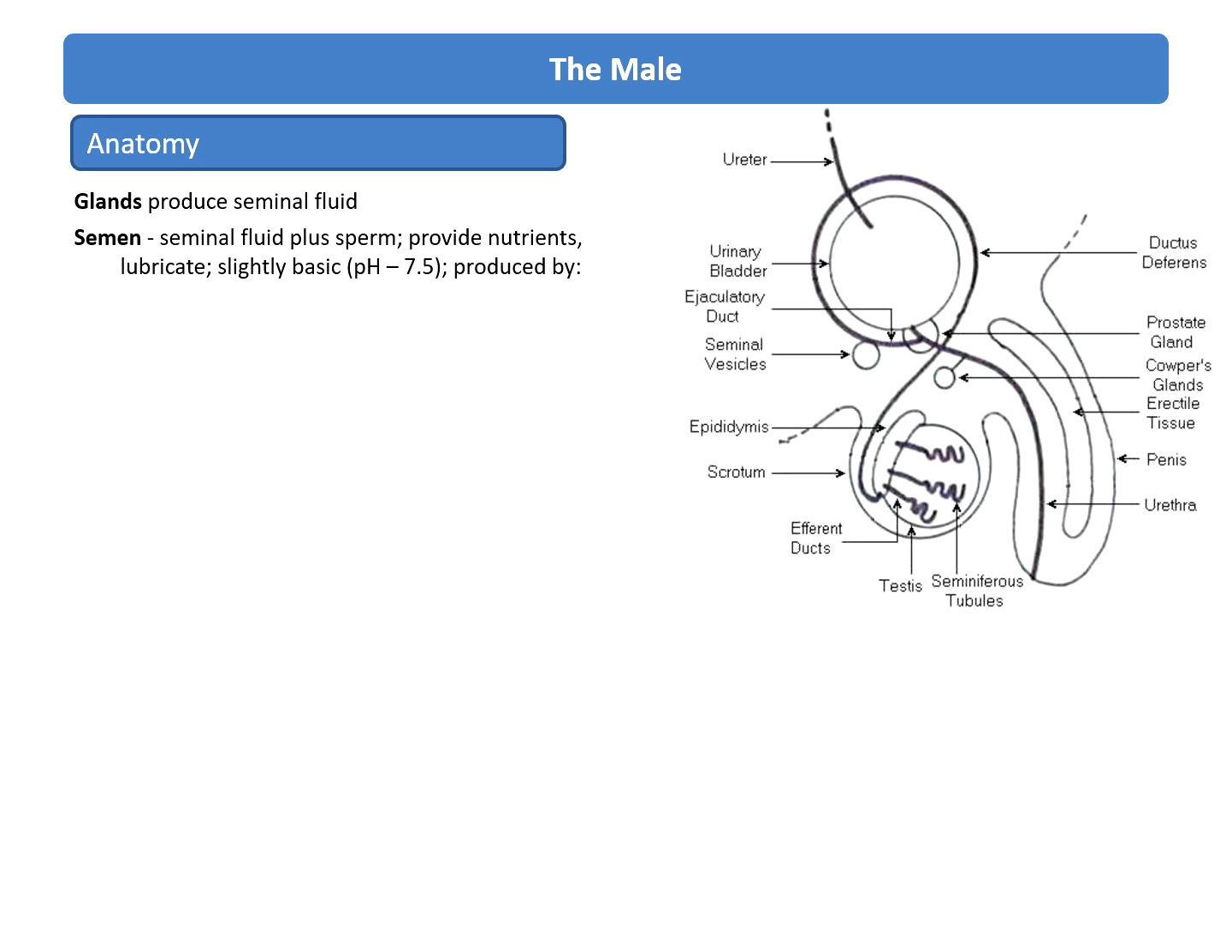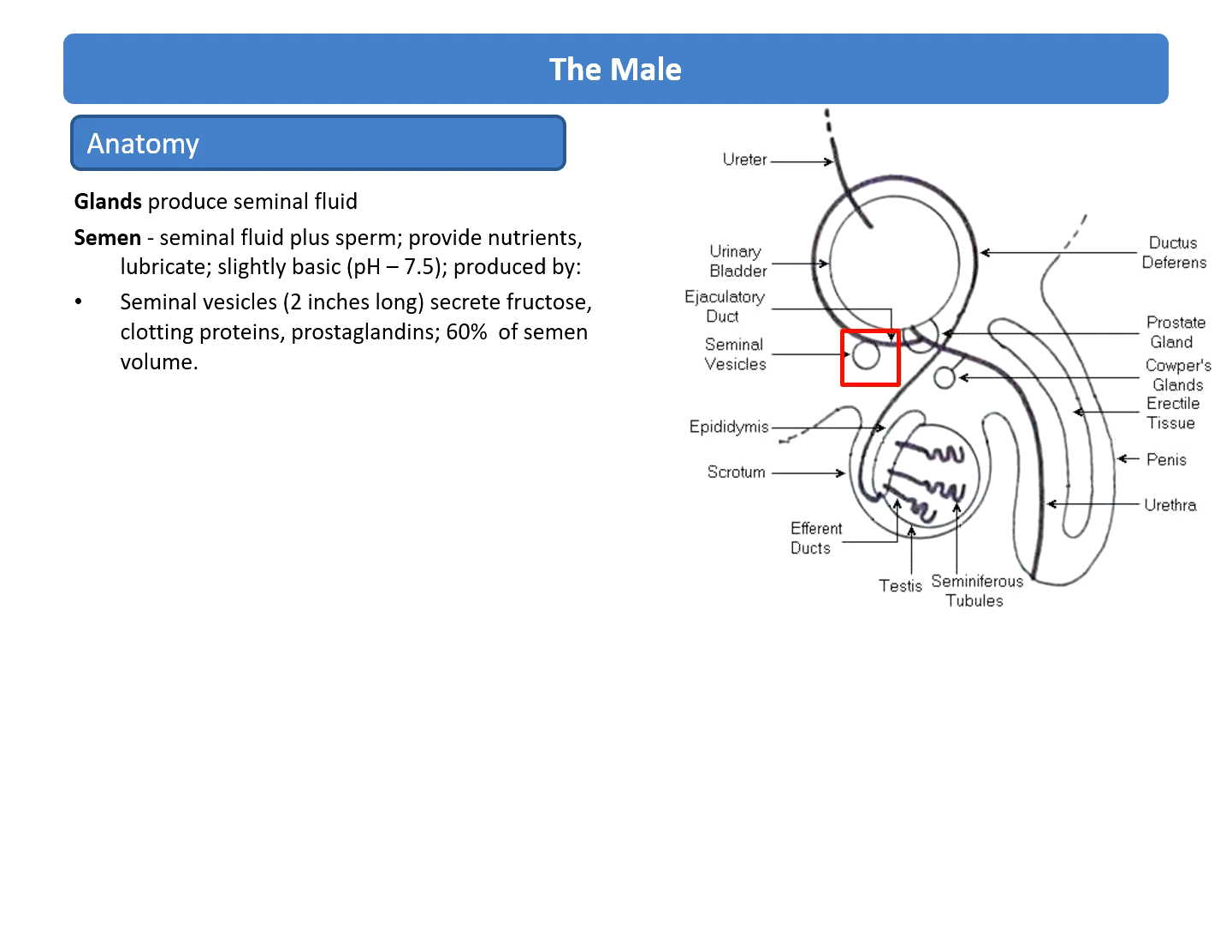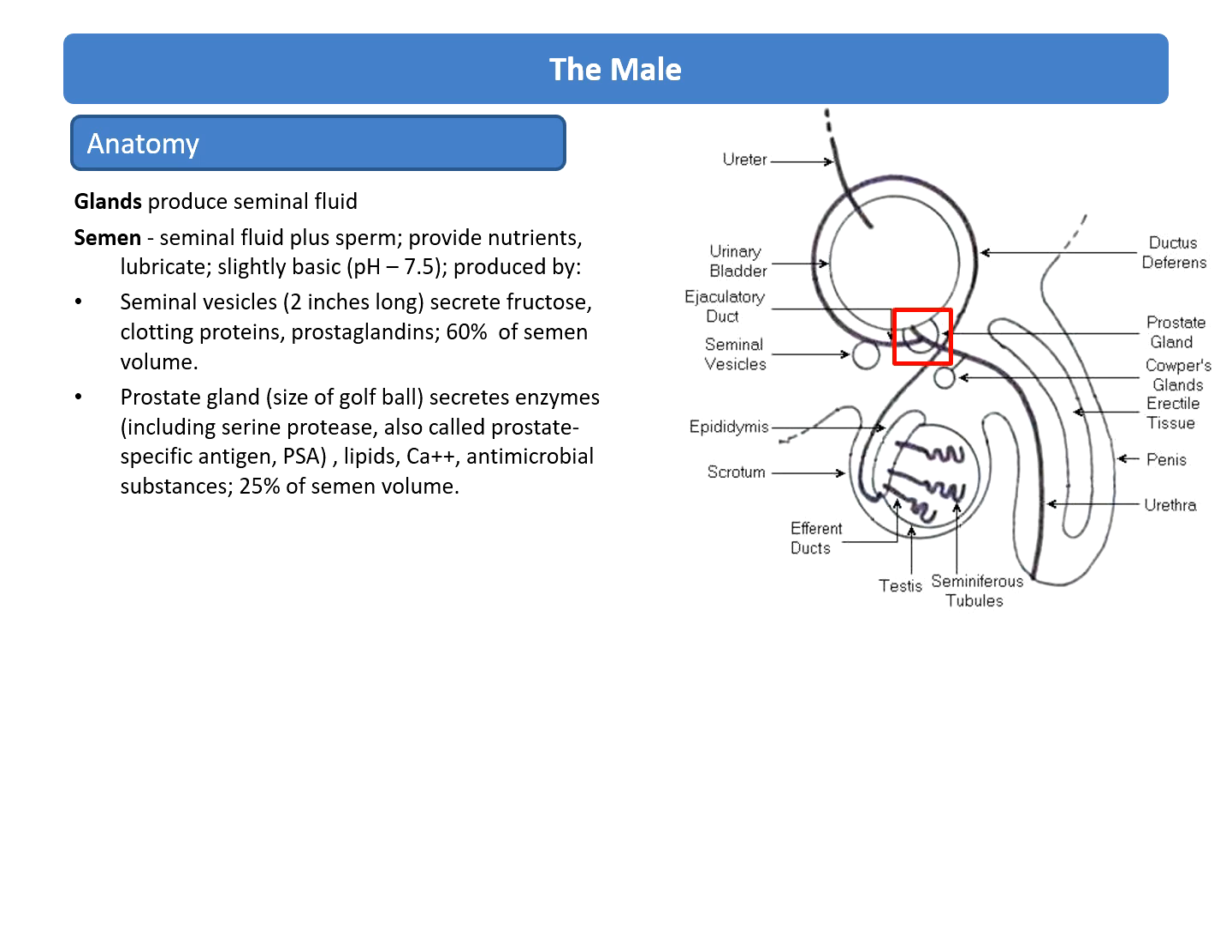Glands of the male reproductive system produce a fluid called semen, or seminal fluid, because semen actually is seminal fluid plus sperm. The fluid provides nutrients and a lubricant. It's slightly basic, with a pH of about 7.5, and it's produced by seminal vesicles. These are about 2 inches long. The fluid they secrete contains fructose, clotting proteins, and prostaglandins. About 60% of the volume of the seminal fluid is from the seminal vesicles.